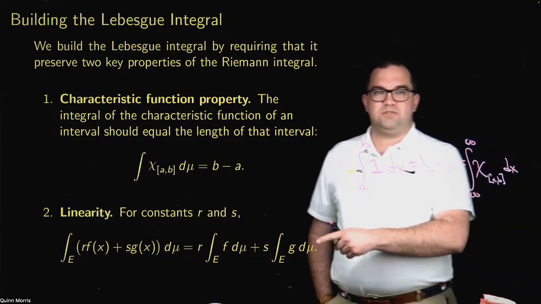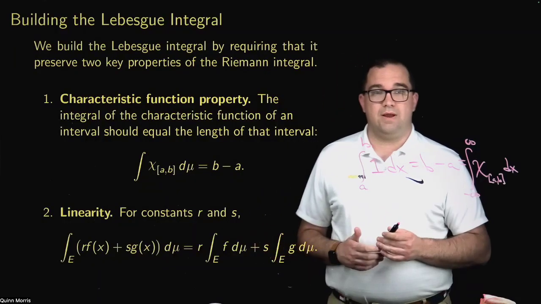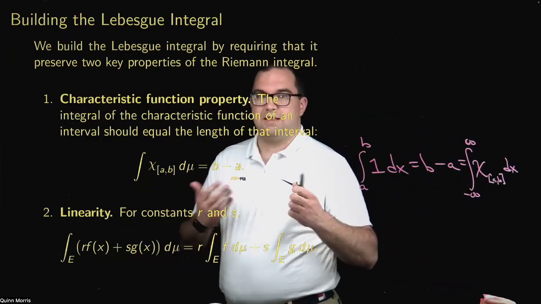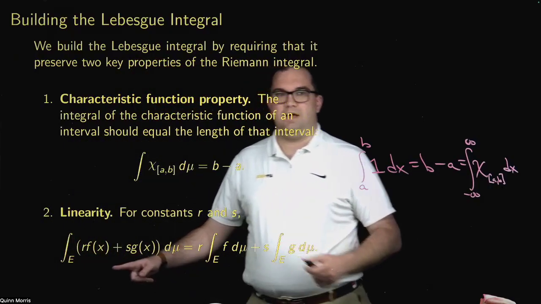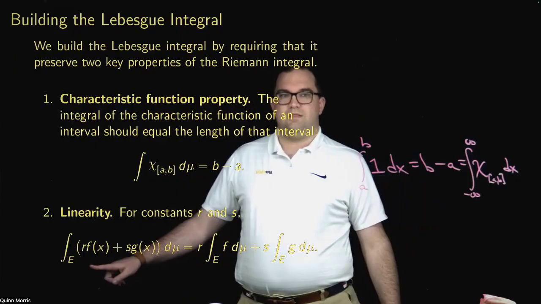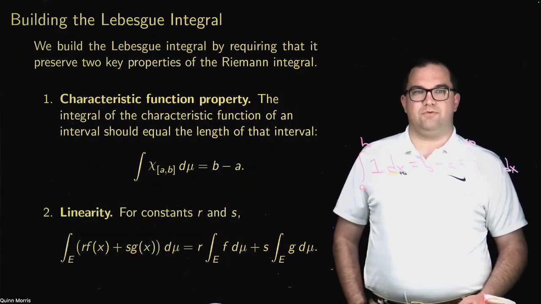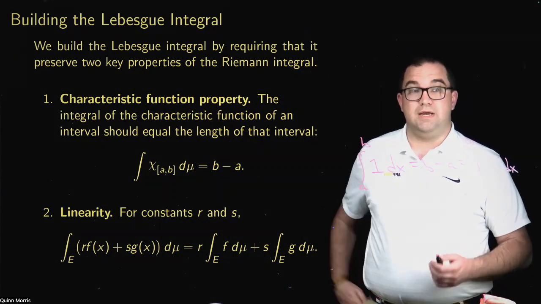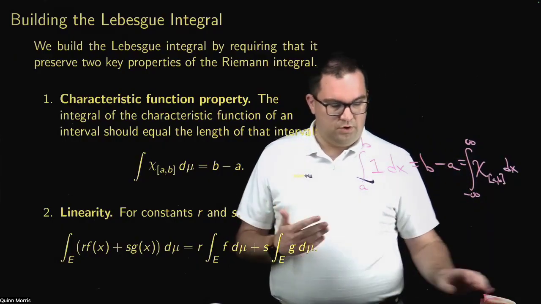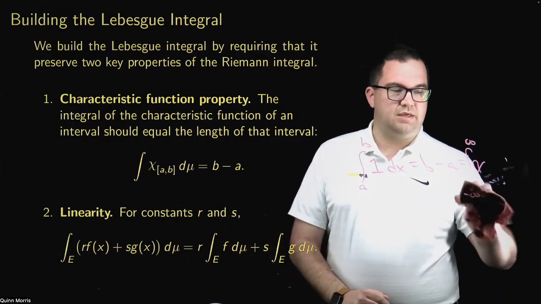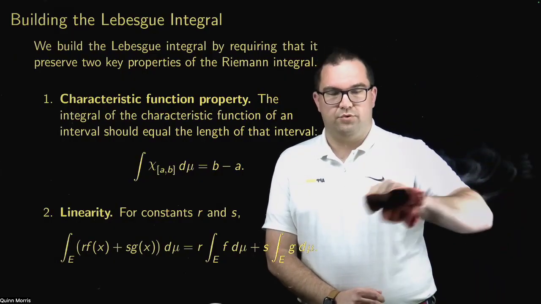And the second thing, we certainly want any sort of integral operation we come up with to be linear. So I'd like to be able to break it up over sums, and I'd like to be able to pull out constants. However I define this integral, I would like the integral of r times f plus s times g to be r times the integral of f plus s times the integral of g. Again, this is also a property the Riemann integral has. These are key properties of the Riemann integral that we would also like to see hold for the Lebesgue integral.